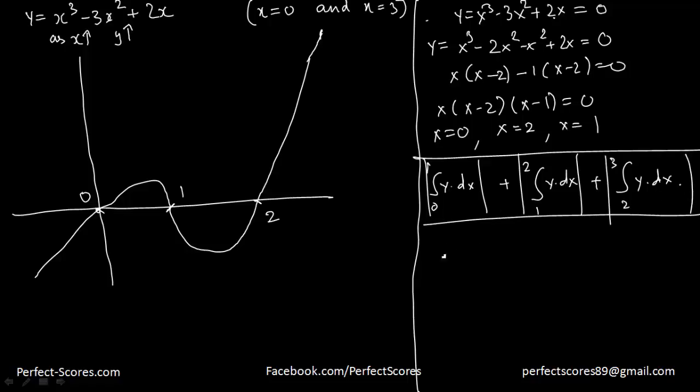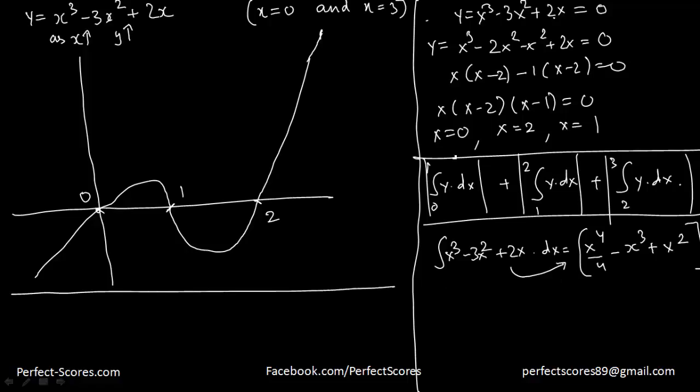So if I just integrate this function, x cube minus 3x square plus 2x dx, this is just going to be x to the power 4 over 4 minus 3x cube over 3, which is going to be x cube, plus 2x square over 2, which is going to be x square. So this is what the integration of this function is going to be. Now what I just have to do is find the integral here.